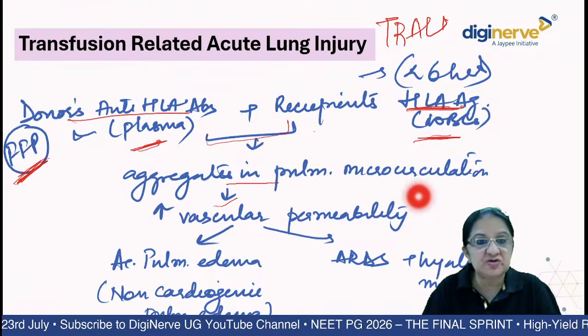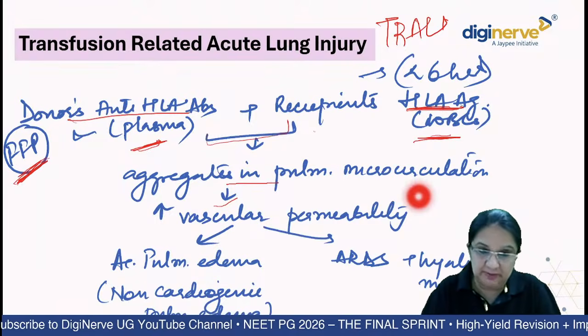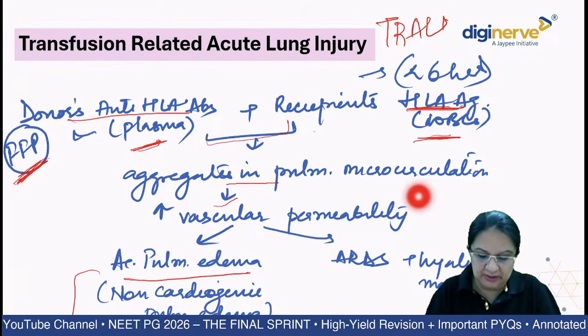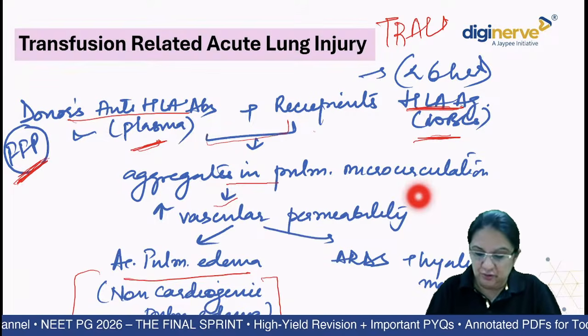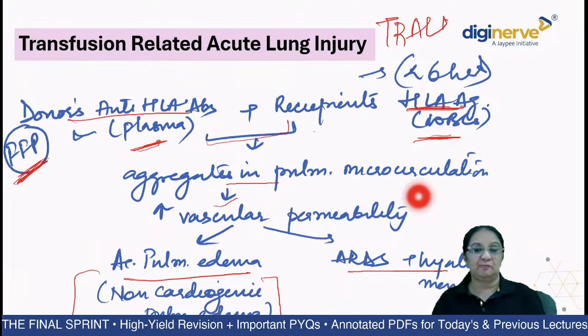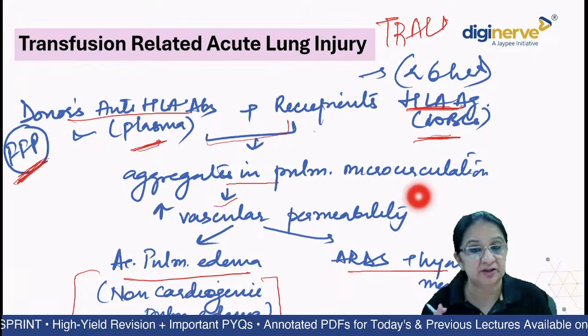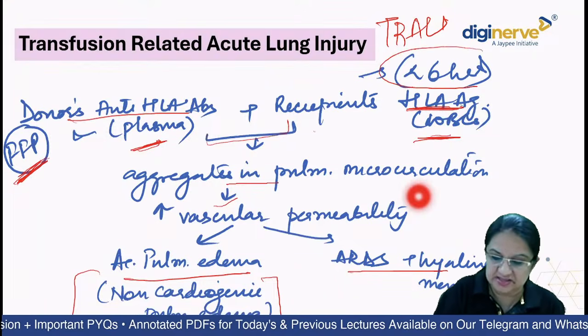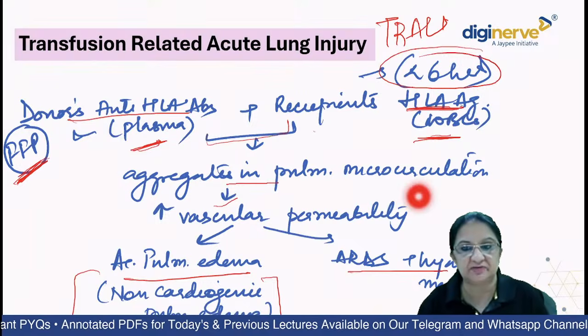And because of this increased vascular permeability, there is acute pulmonary edema, resulting in non-cardiogenic pulmonary edema, also adult respiratory distress syndrome and hyaline membranes. This is also an acute reaction. Okay, an acute reaction occurring within 6 hours of transfusion.